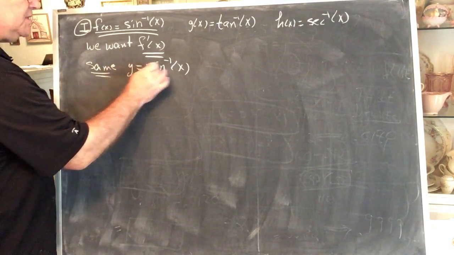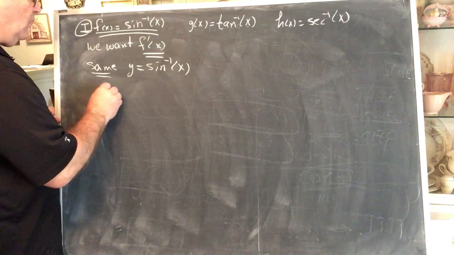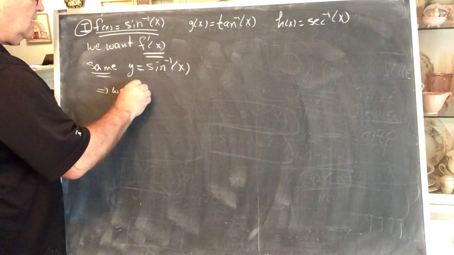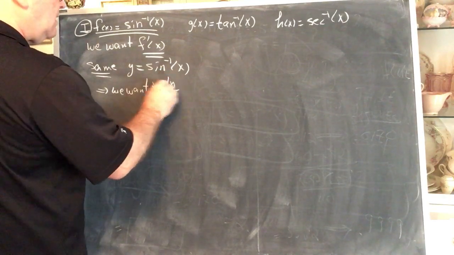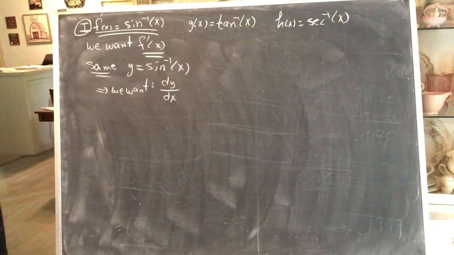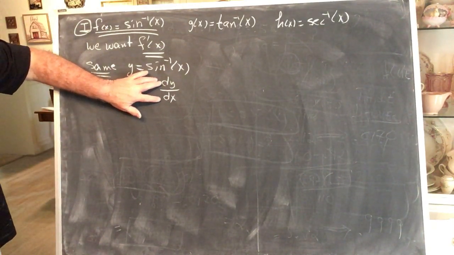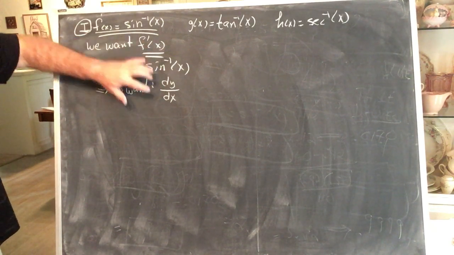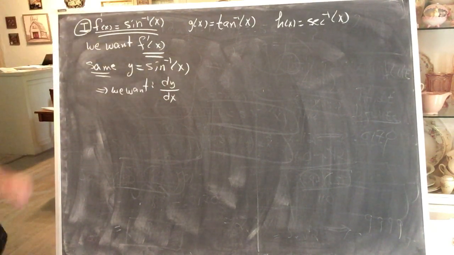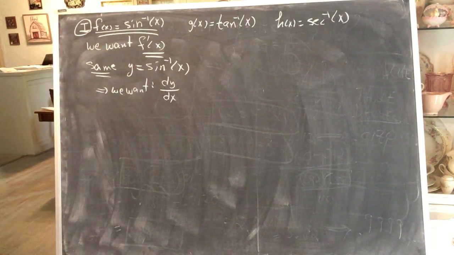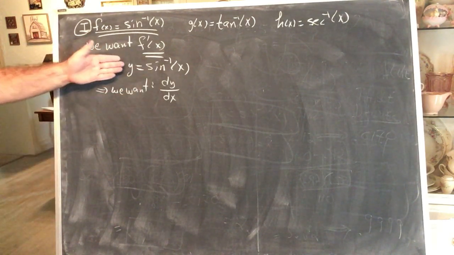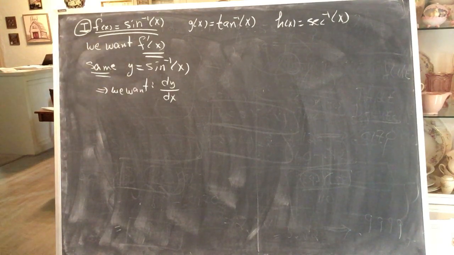If we let y equal sine inverse of x, then we want dy dx. dy dx is the derivative of y with respect to x. It's just a different notation than this f prime notation. Of course, this makes it a little bit more straightforward to find this procedure, because what we can use is another one of the tools in our little toolbox. We remember the implicit differentiation.